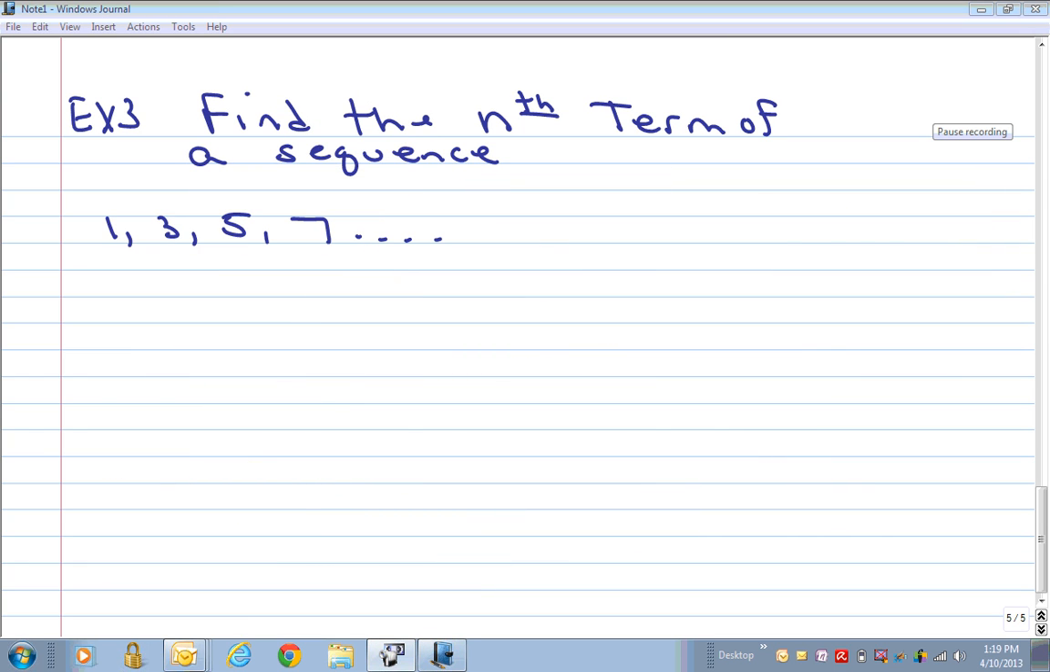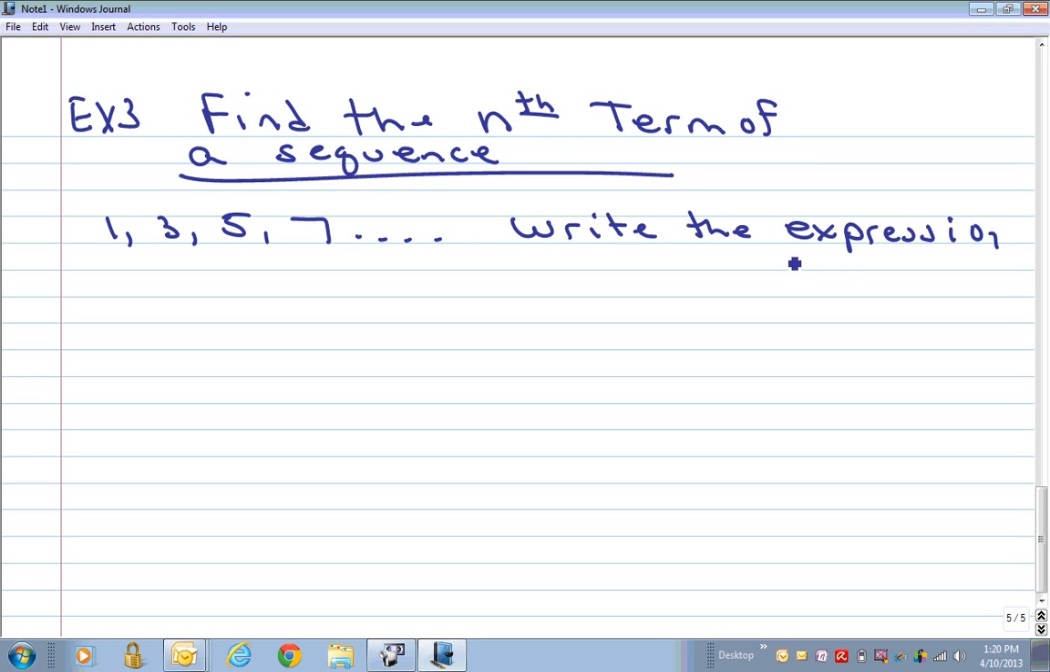All right, next we're going to kind of work backwards. We're going to be given a sequence. Our sequence is 1, 3, 5, 7, and we're supposed to find the nth term of the sequence. We're supposed to, in this case, write the expression. This is what you're going to think when you see this instruction: write the expression for the nth term. In other words, we want to come up with a sub n equals.